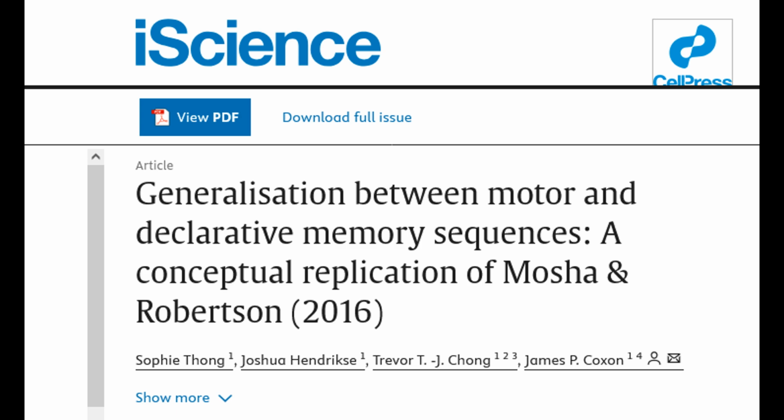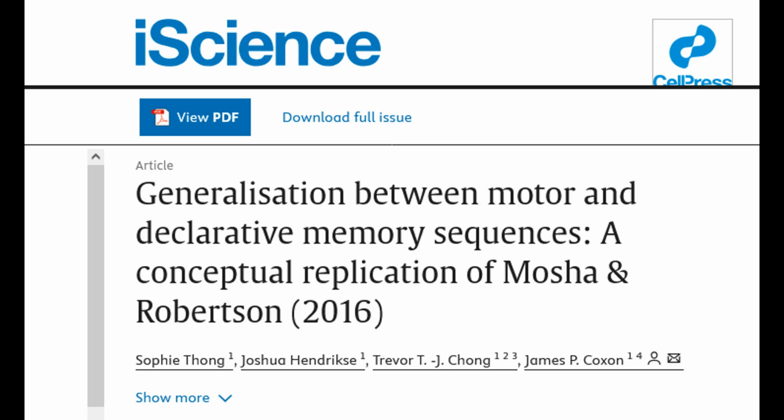Questioning robustness. The failure to replicate suggests that cross-domain memory generalization is not a robust, reliable effect that can be consistently observed. This is important for scientific progress, as replication failures help refine theories and identify boundary conditions for effects. Complexity of memory interactions. The findings suggest that interactions between memory systems are more nuanced than previously thought. Simply sharing an abstract structure may not be sufficient to trigger generalization.